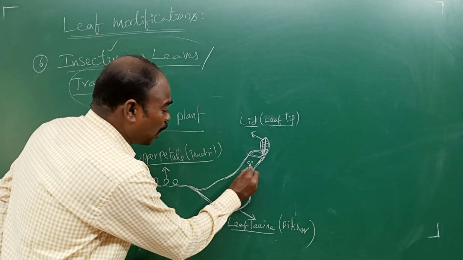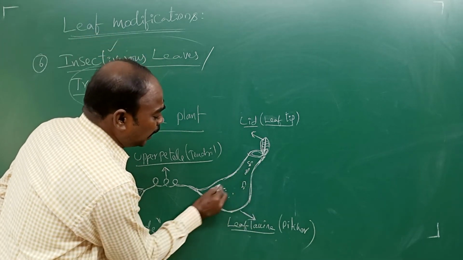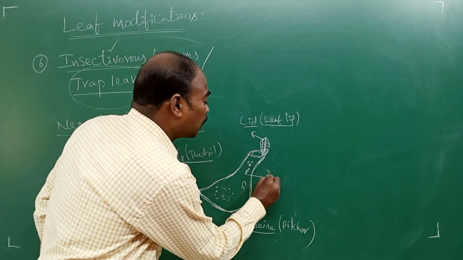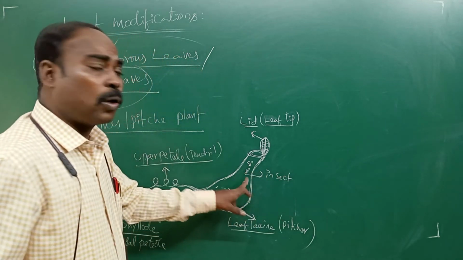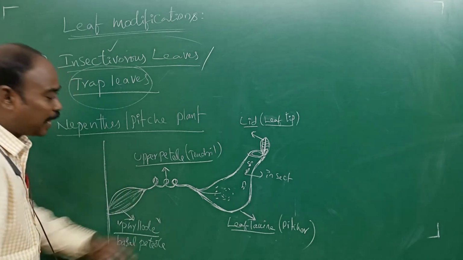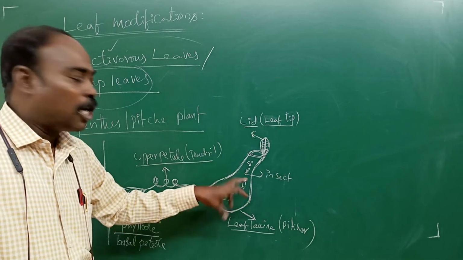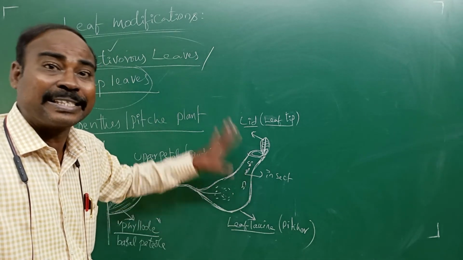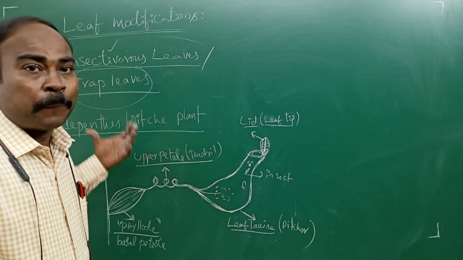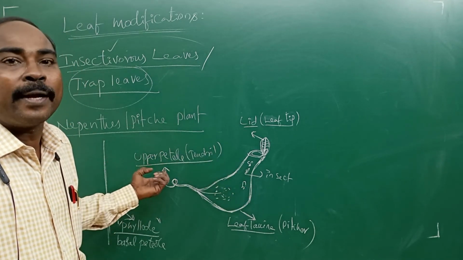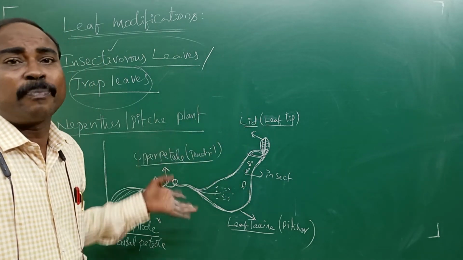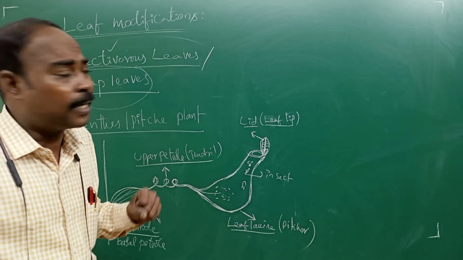Once the insect is found in this pitcher, due to hydrolytic enzymes, the trapped insects are digested and the insect proteins are transported to the plant. Likewise, the pitcher plant traps the insects, kills them, digests the insect body and obtains proteins, that is nitrogenous content, by this mechanism. These plants grow in nitrogen deficient soil and make this adaptation to trap insects. From the insect body, they get nitrogenous content.